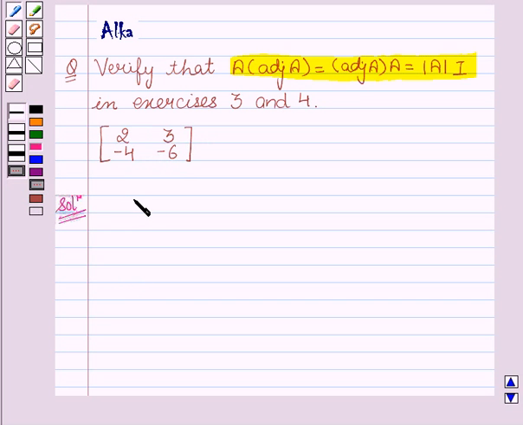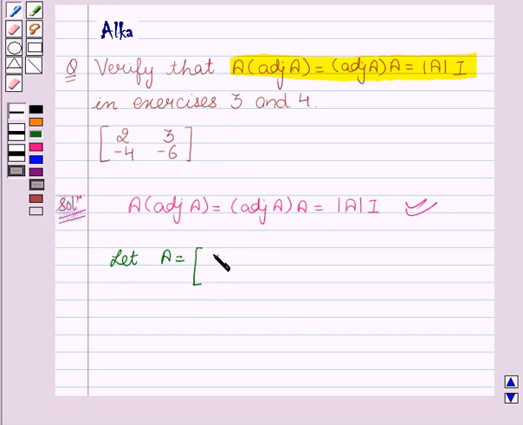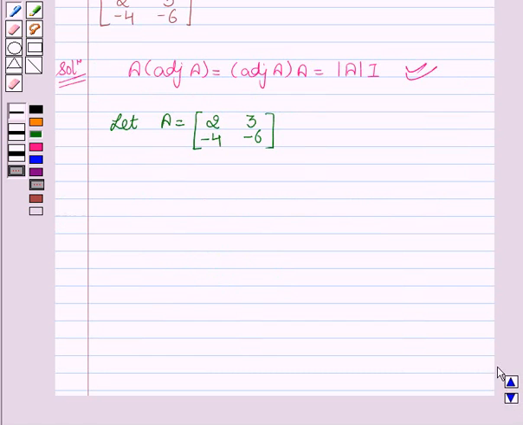We have to verify that A into adjoint of A equal to adjoint of A into A equal to determinant of A into I. And to prove this, we have to first find out adjoint of A. And adjoint of A is the transpose of the matrix formed by the cofactors. So first of all, we have to find the cofactors of the elements of the given matrix. So our given matrix is, let A equal to matrix 2, 3, minus 4, minus 6. Now we'll find the cofactors of the elements of the given matrix.